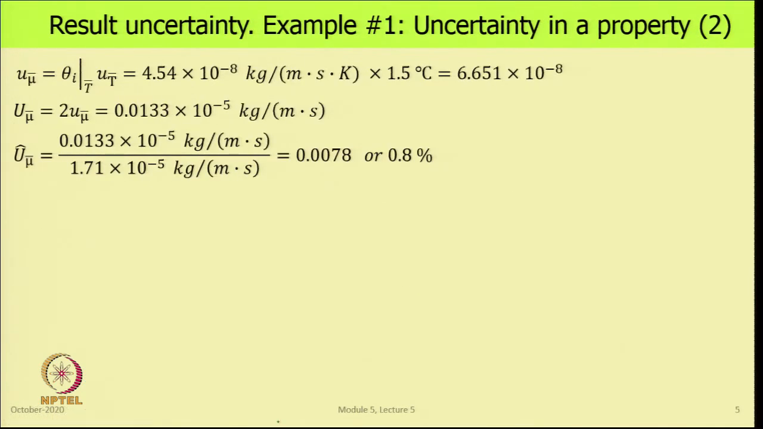So, we calculated the value of the sensitivity coefficient, and now we can calculate u mu bar as theta_i bar times u_T bar, where u_T bar we got from the statement of the problem. This comes out to be this much kg per meter second. So, this is the combined standard uncertainty of viscosity, or you can just say this is the standard uncertainty in viscosity.